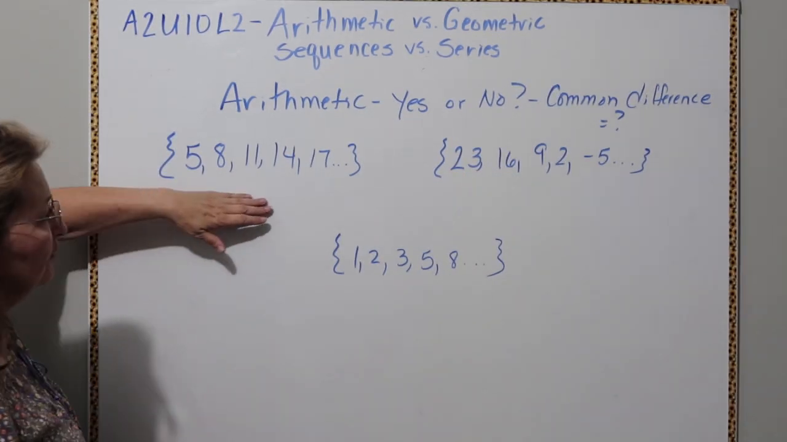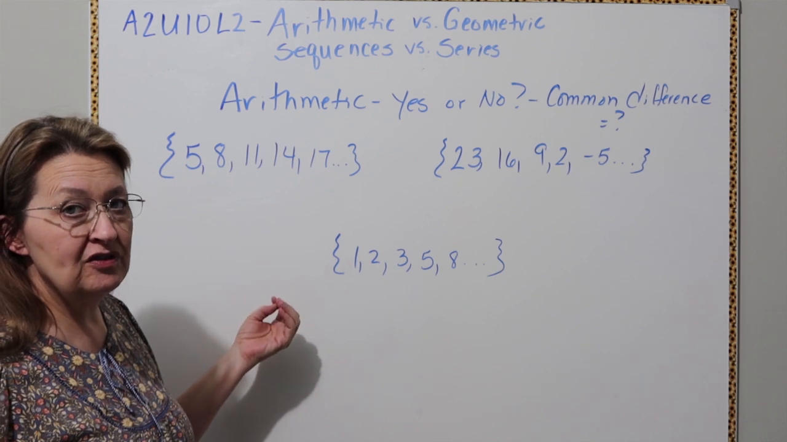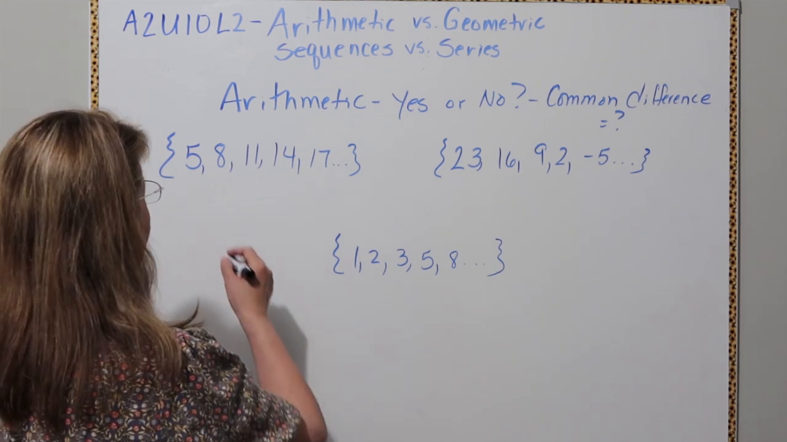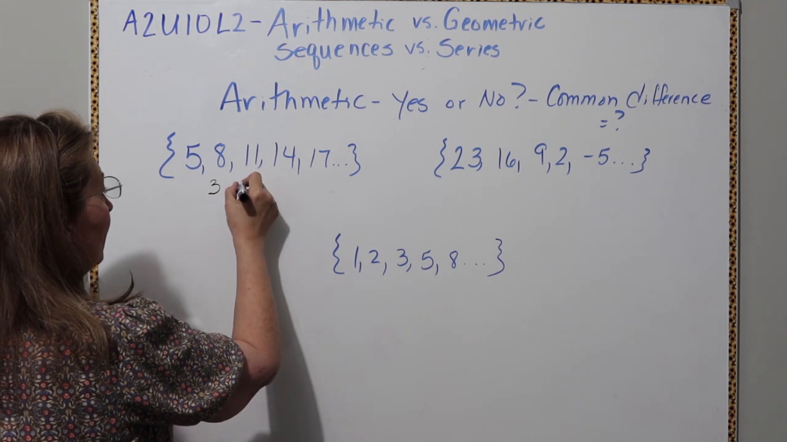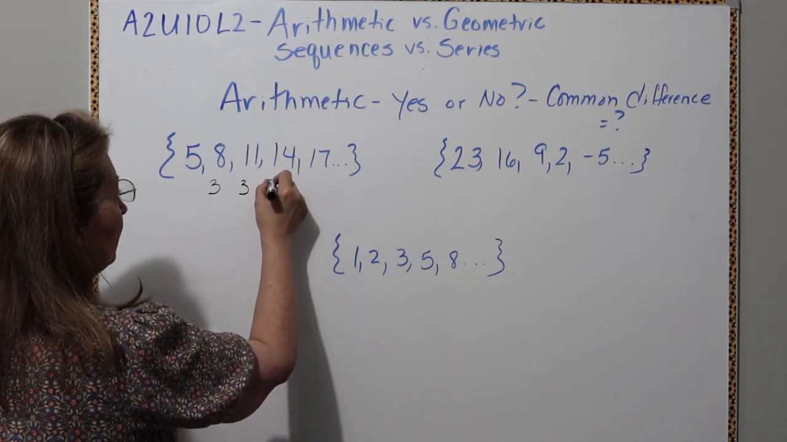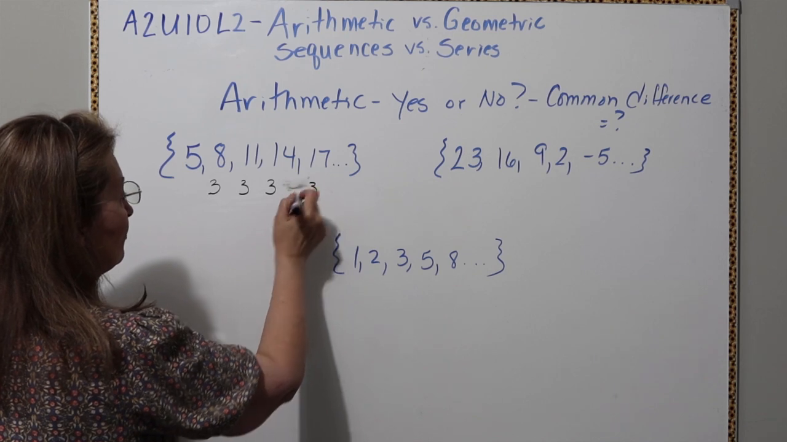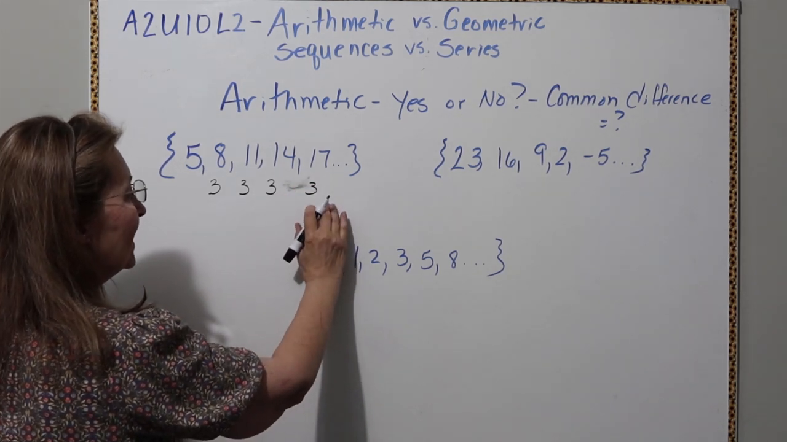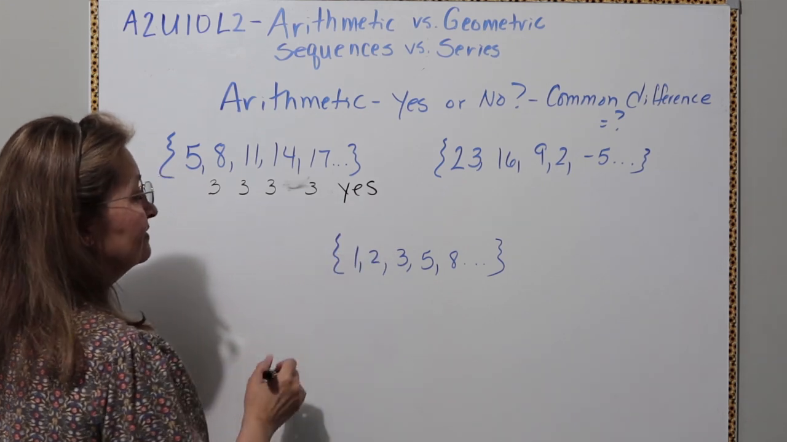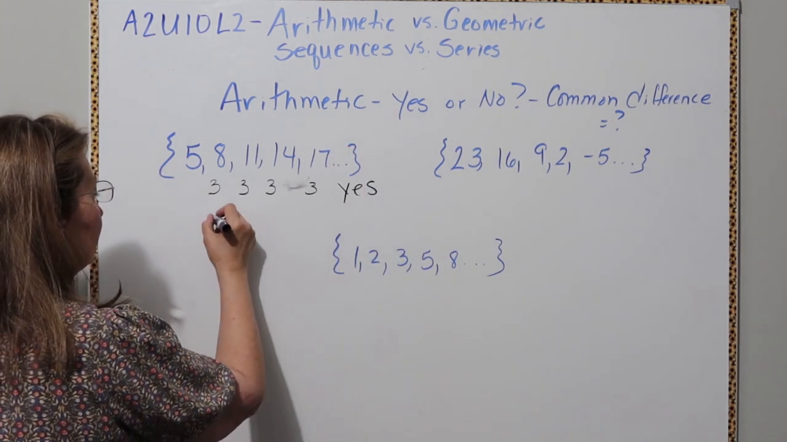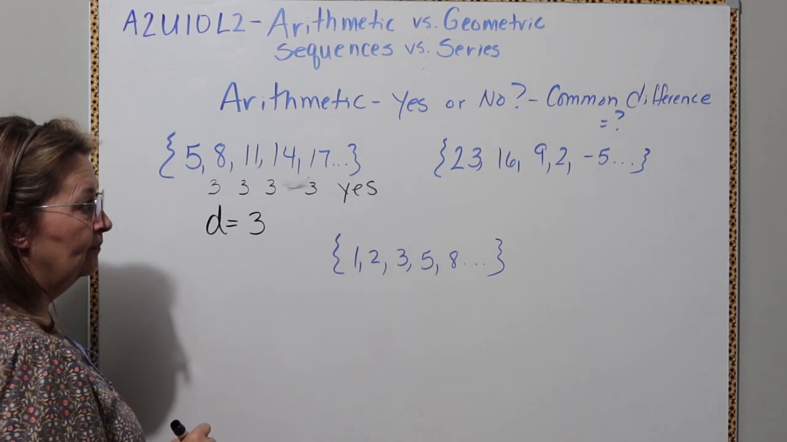Our first one, 5, 8, 11, 14, 17. Well, we need to find the difference between these numbers by subtracting. So the difference from 5 to 8 is 3. From 8 to 11 is 3. From 11 to 14 is 3. 14 to 17 is also 3. So we have the same difference all the way down. So this is a yes. Now what is that common difference? Well, D is equal to 3.